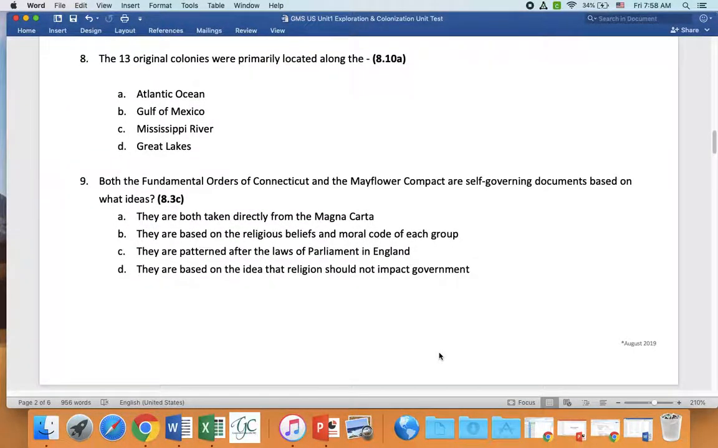Number 8. The 13 original colonies were primarily located along the blank. A, Atlantic Ocean. B, Gulf of Mexico. C, Mississippi River. Or D, Great Lakes?